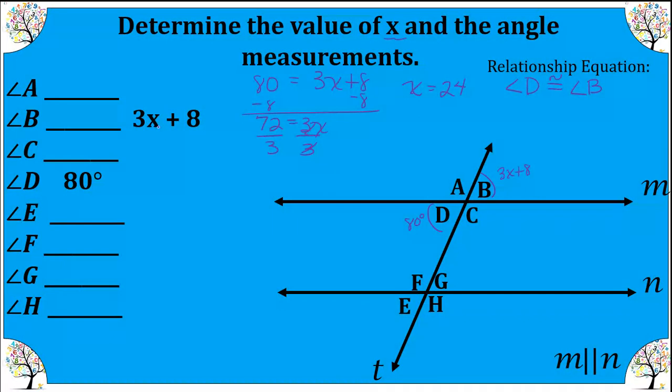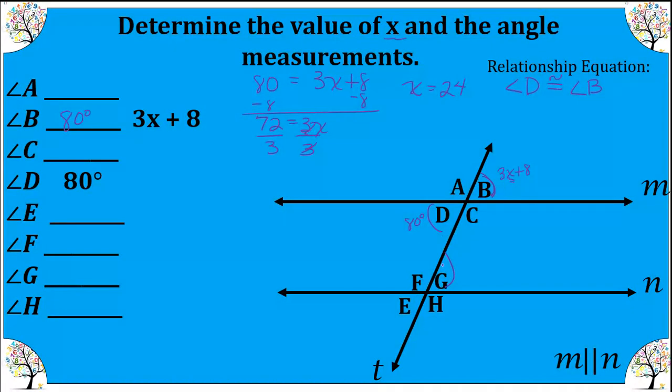So that is the x value. So we could plug in 24 for x to find angle B, but we already know it's 80 because they are congruent. So let's go ahead and establish the other angles that are congruent to B and D.